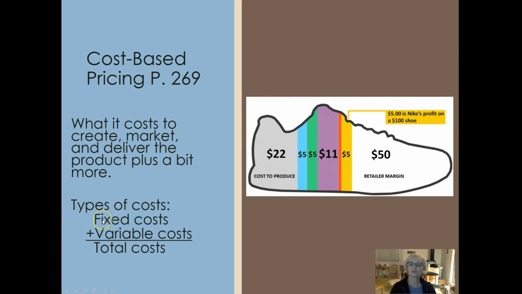The first one is called a fixed cost, and those are the ones like rent and insurance. They basically don't change no matter how many shoes we produce. And then there is the variable cost. Those change with the quantity of the production of a thing, because we need more raw materials. For example, we need more cardboard boxes to put them in. We might need to hire more people.